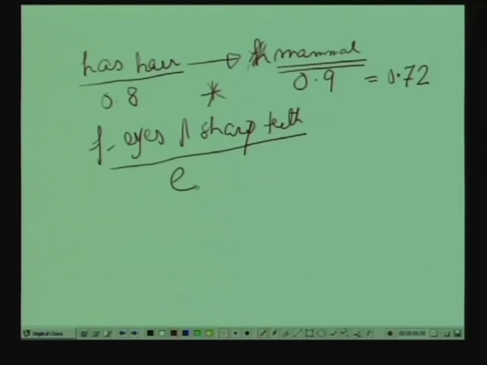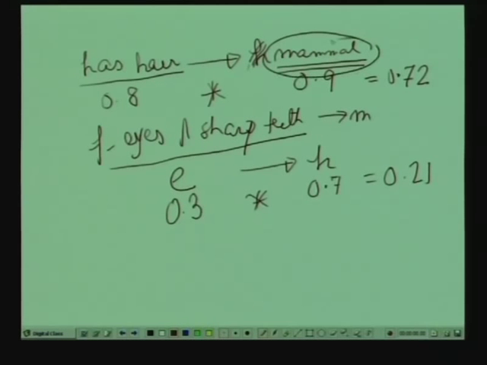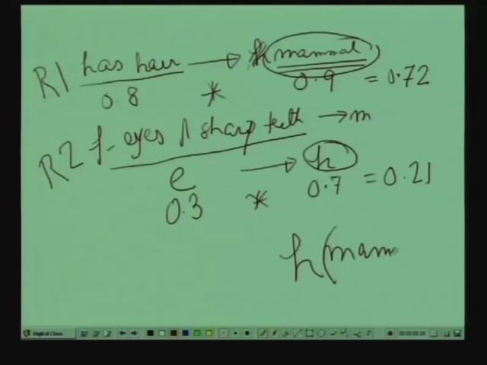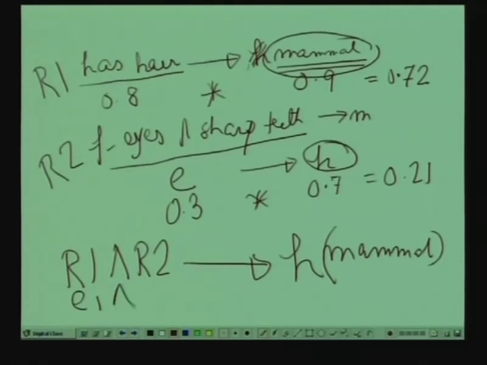So this was my E, and that was giving my hypothesis, that is mammal. This came to 0.3, and this implication was 0.7, so that got multiplied and I got 0.21. Now about mammal, this is again mammal. So I have got R1 and R2, both these rules are talking in favor of mammal. So the common hypothesis H, that is mammal, is being supported by two rules, R1 and R2. So this is evidence 1 and this is evidence 2.